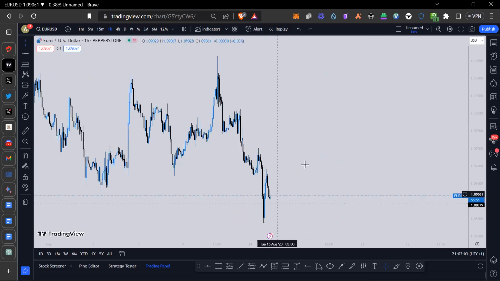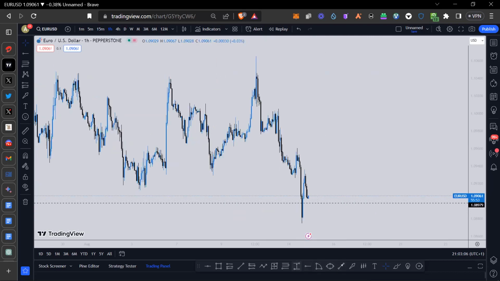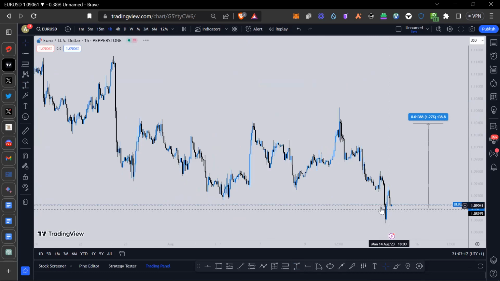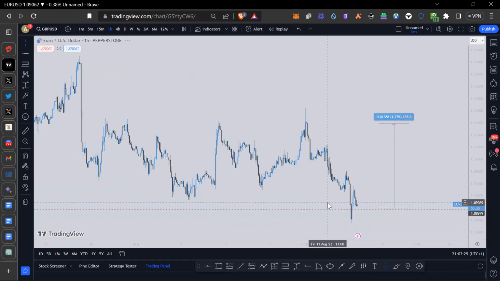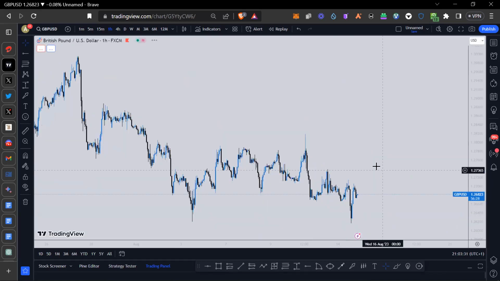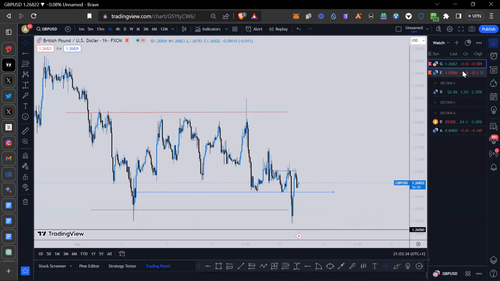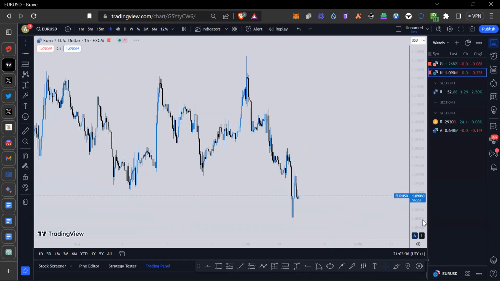we can expect price to maybe soar higher and maybe come back to test this level or this level. So if price fails to break this demand zone here, as you can see, this is a demand zone because it's below where price is, and price is actually consolidating there. So you know that.